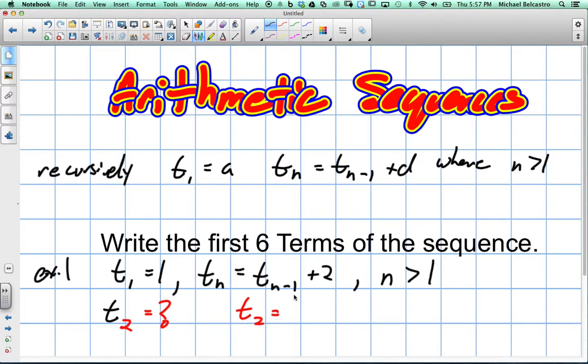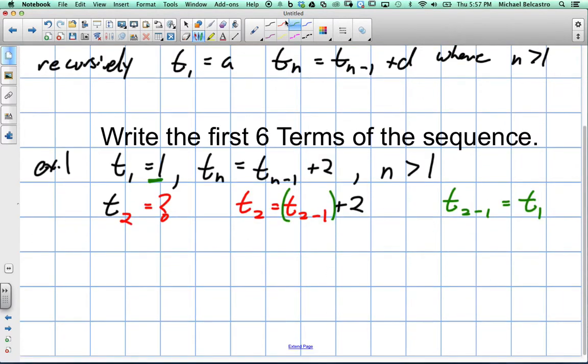t2 is equal to t2 minus t1 plus 2. Okay, and I'll show you what they mean by this. t2 minus t1, let's do that on the side. t2 minus 1 is equal to just t1. Well, we know t1 is equal to the value of 1, so we can replace this term with the number 1. So term 2 is equal to 1 plus 2. So term 2 is equal to 3.